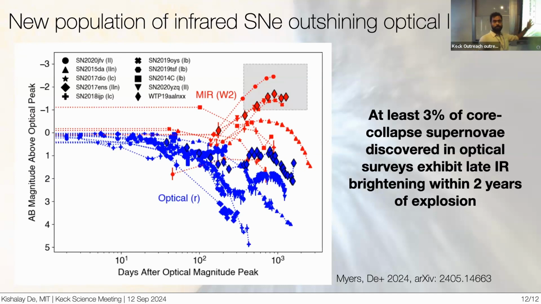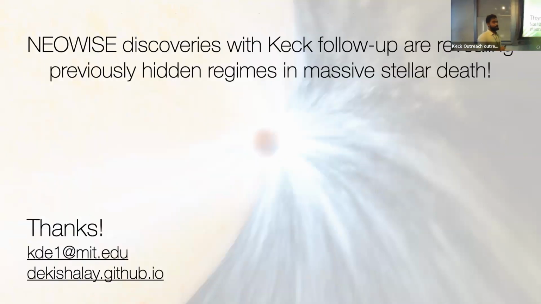We quantify the rates to be of the order of 3 to 4%. And NEOWISE and Keck together are really enabling new regimes in massive stellar death that we haven't seen before.